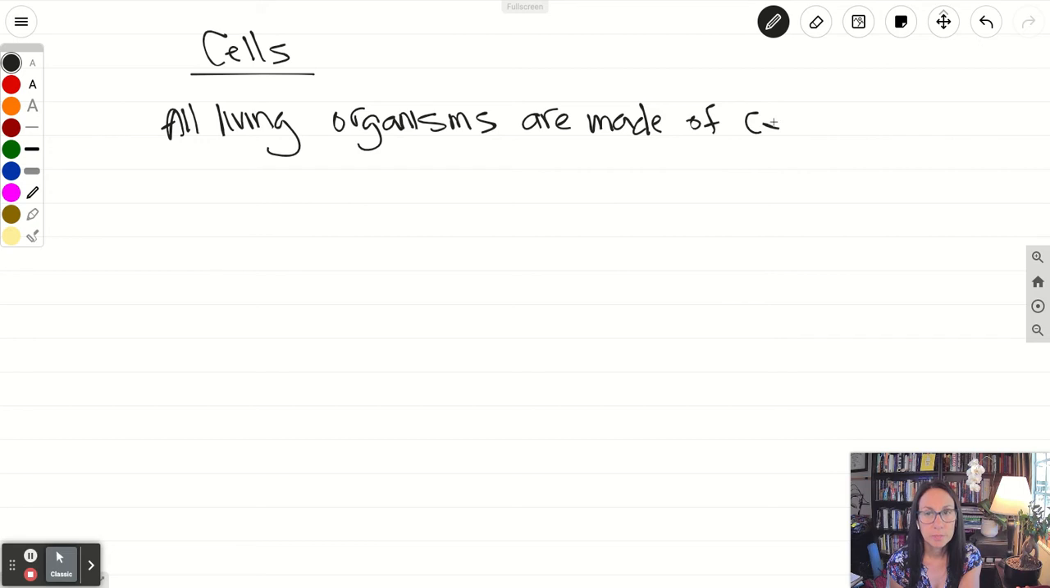Okay, so let's talk about what cells are. There are different types of cells. And even within a living organism that is multicellular, there are different types of cells within one organism. But first I want to talk about the major classifications of cells. There are three different categories of cell types.